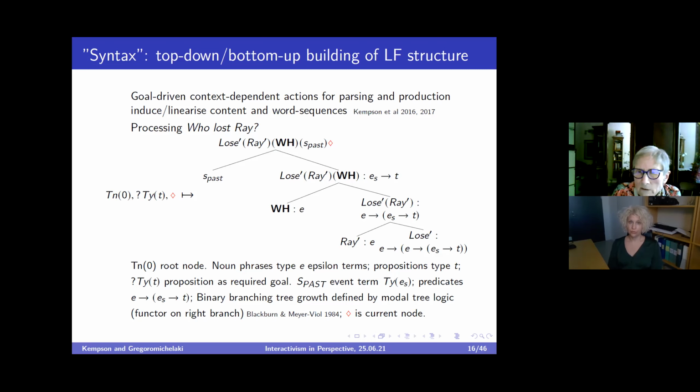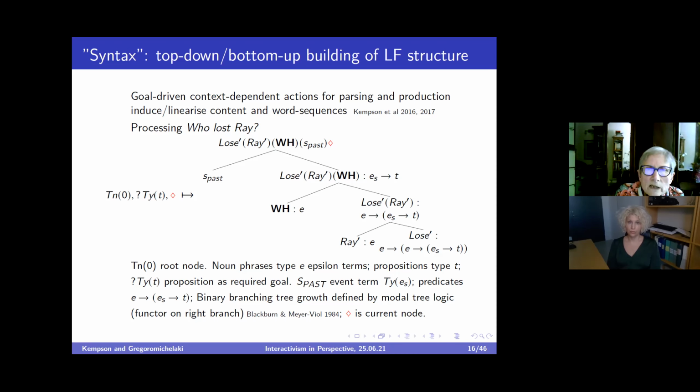In all these cases, we're going to say that noun phrases, or DPs, that's what I should probably call them, are type E epsilon terms, following Wilfrid's lead. Now, what we have here is "lose," which is a two-place relation, but here we've made it three-place because these are semantic structures and we're going to be building an event term reflecting the tense. So we have "lose" as a three-place relation, and there are two internal arguments to it, Ray, who's the object, and the WH, which is a placeholder for where the answer has to be provided. And these are binary branching trees, and they're defined by LOFT, that's the modal tree logic of Wilfrid.